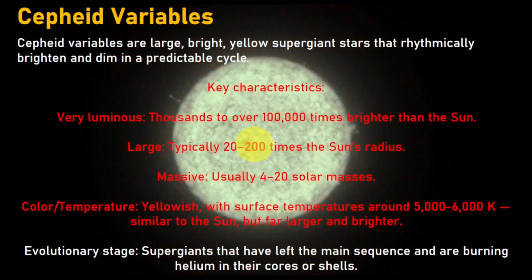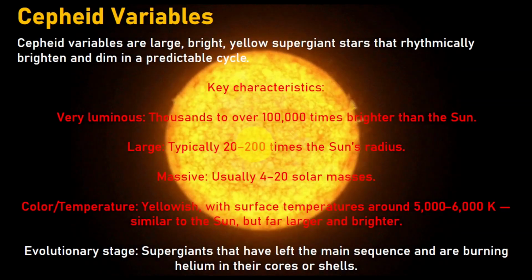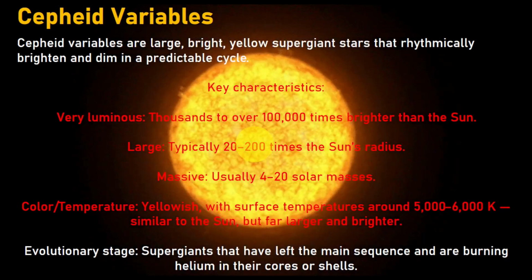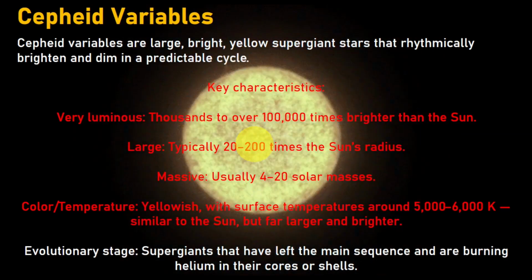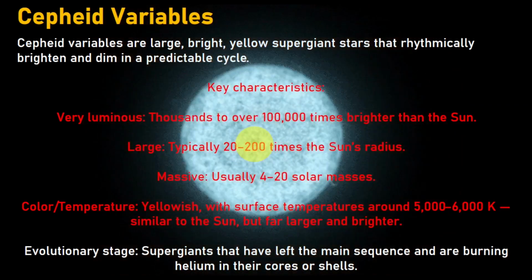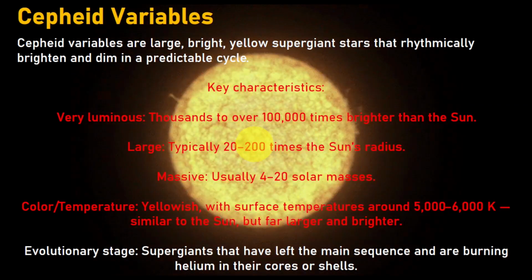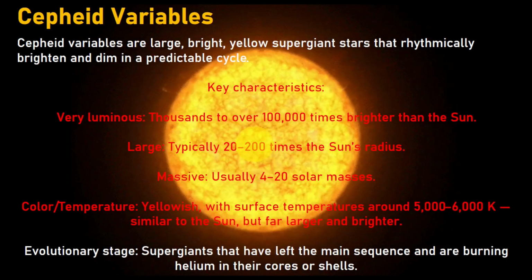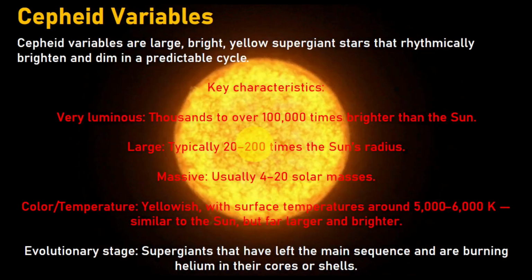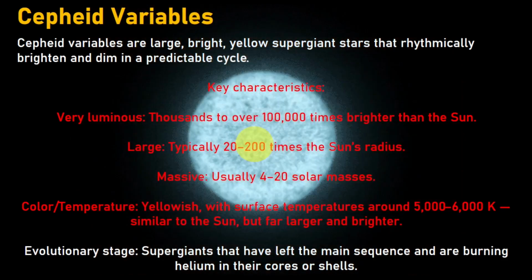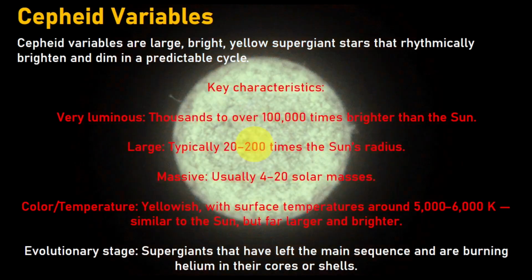And that is because they are very large. The radius is between 20 to 200 times the sun's radius. So you can imagine that, 20 times to 200 times the radius of the sun. In terms of mass, they are pretty massive. They are between 4 to 20 solar masses.